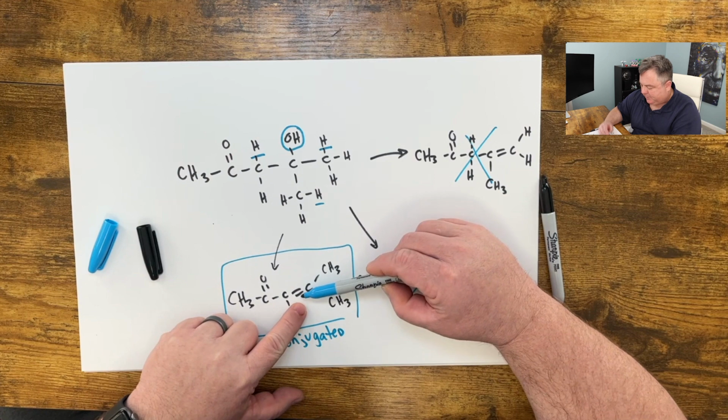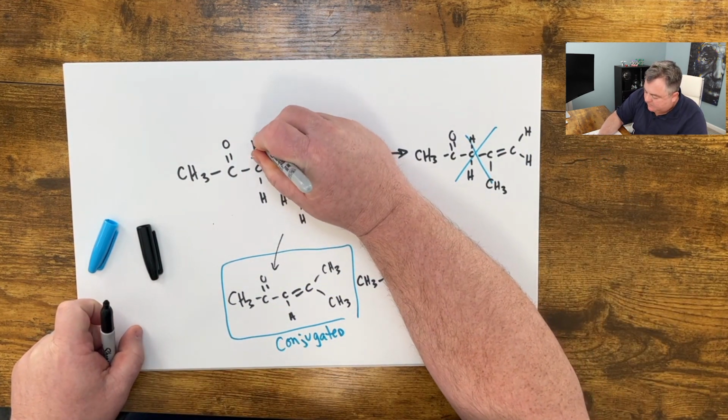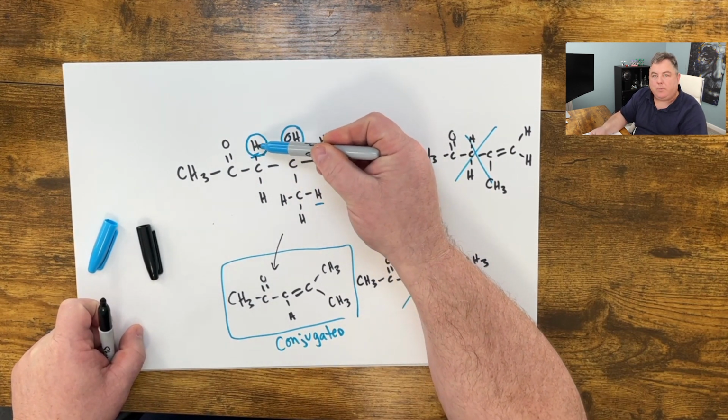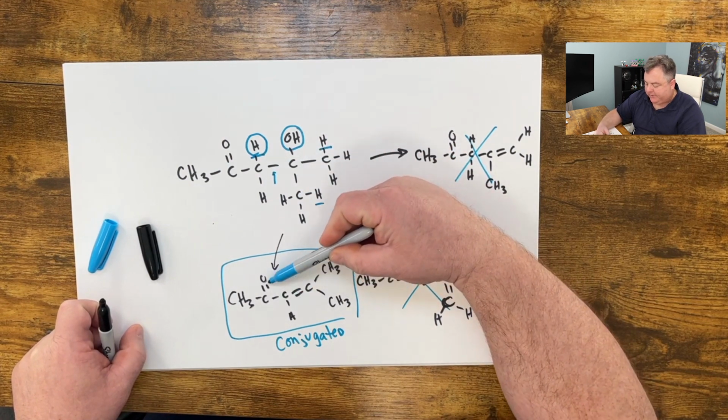So with the carbonyl pi bond being there, this double bond, I like this one that's conjugated. Double, single, double. So we lose the hydrogen atom that's between the OH and the carbonyl. That's the one we pull off, so I can get a double bond at the position that makes it conjugated.